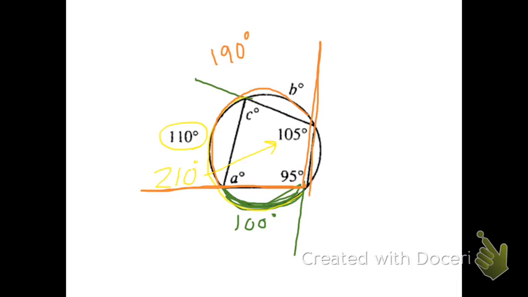So this arc in orange is 190 degrees. So since this arc is still 110, that means that angle B has to be 80 degrees. All right. Now let's clear this because there's a lot going on.